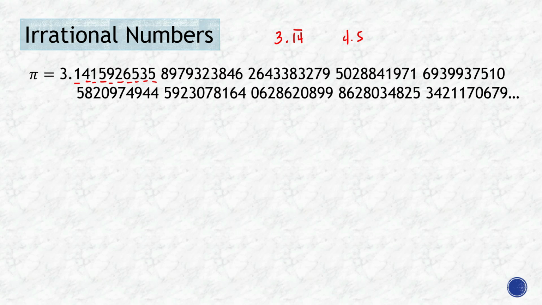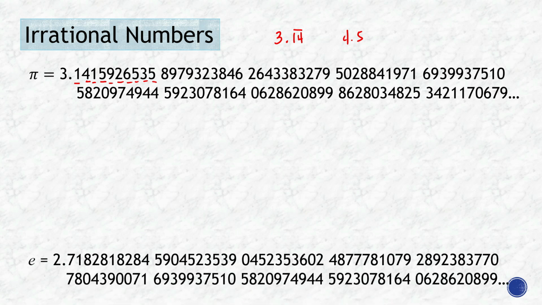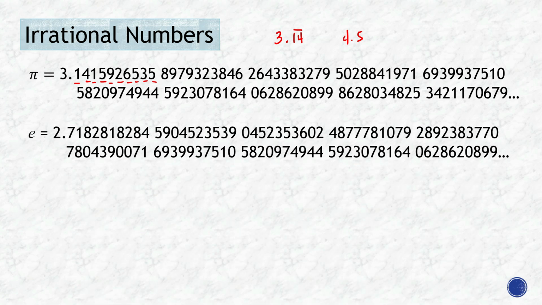So again, if it's non-terminating, it should be repeating. But if it's a non-terminating and non-repeating decimal, that should be an irrational number. Another example is e. The value of e is approximately 2.72.